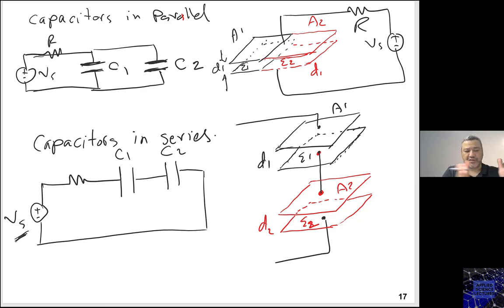So the insulator is the one that defines which one is A1 and which one is A2, because for A1 it is ε1, for A2 it is ε2. So this is just to make it look easier to understand, not more than that. Of course you can change and make different D's, and at the same time make sure that the plates are connected.